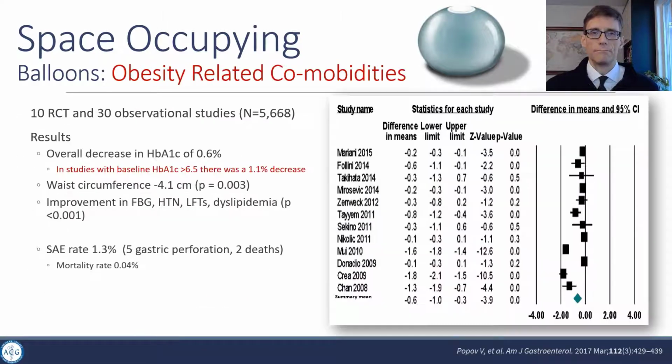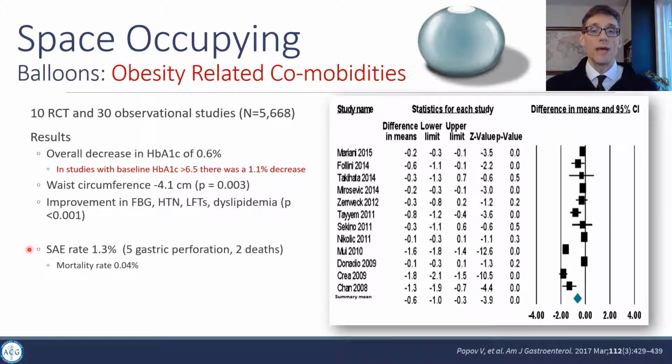Here's another meta-analysis including 10 RCTs and 30 observational studies with over 5,600 patients. And this focused on obesity-related comorbidities. And you can see here that the overall decrease in HbA1c was 0.6%, but in those who are pre-diabetic or worse, they had a 1.1% reduction in A1c. There was also improvement in waist circumference, fasting blood glucose, hypertension, LFTs, and dyslipidemia.